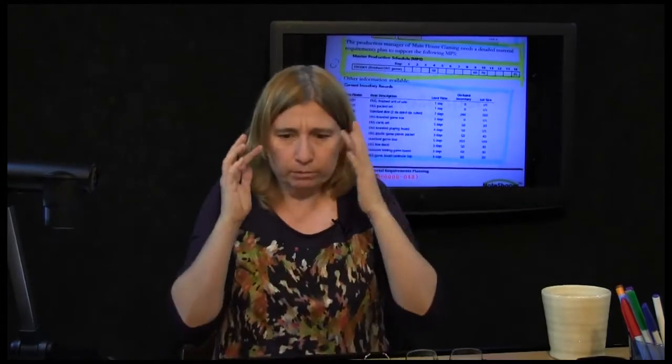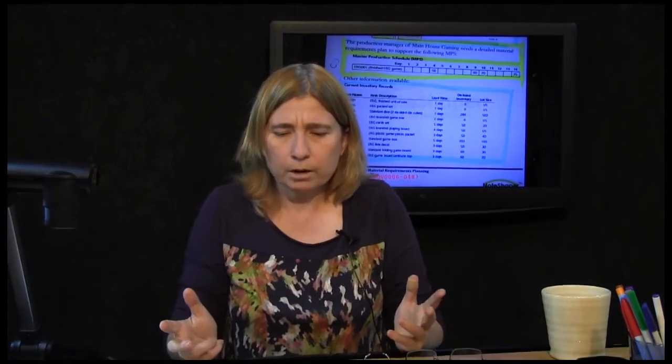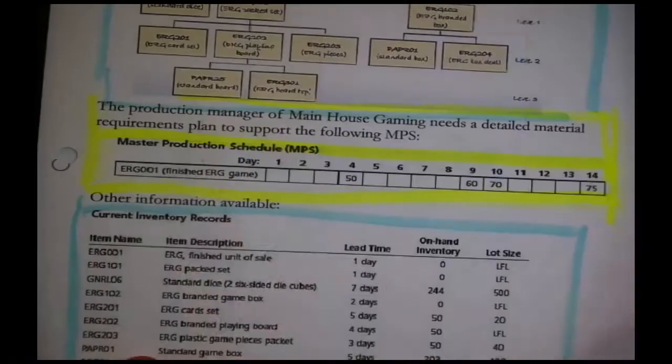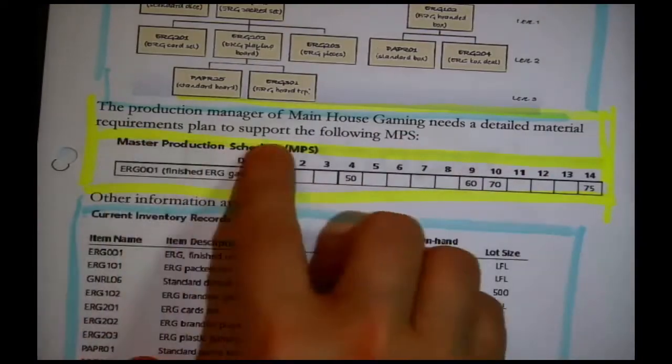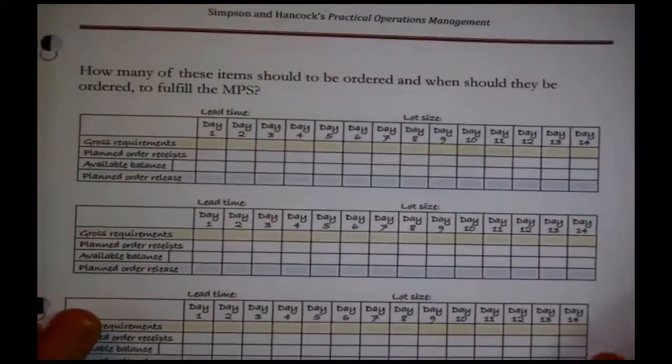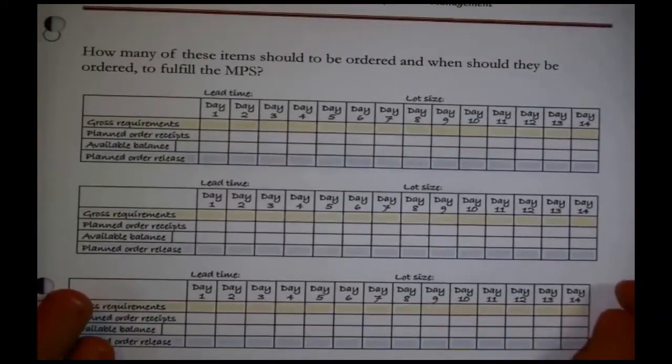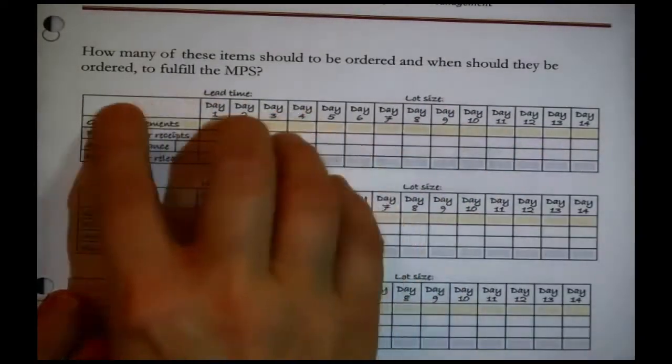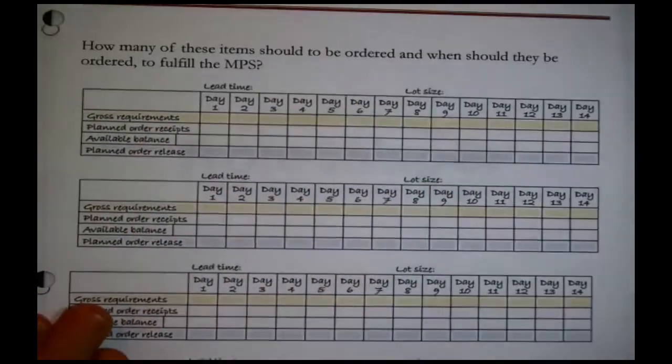You're saying, okay, fine, but I don't have a computer system here to do MRP, right? What is it I'm supposed to do here? The statement in the middle of the scenario says the production manager needs a detailed material requirements plan. We're going to start with these 3 things. This is reiterated on the next page of the note frame: how many of these items should be ordered and when should they be ordered in order to fulfill the master production schedule? And then there are all these blank tables.